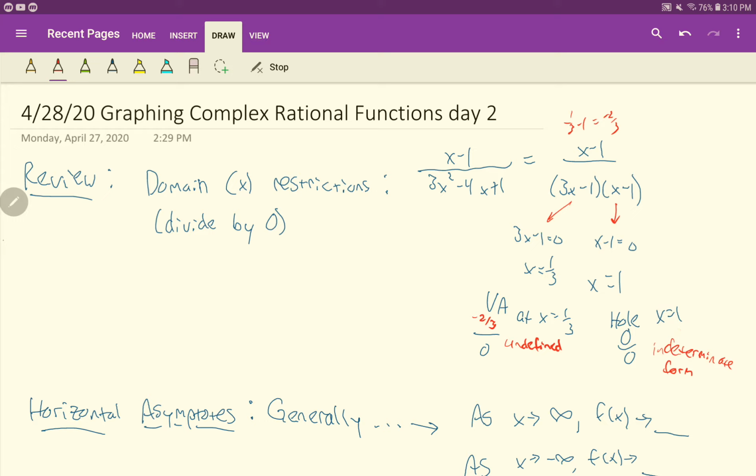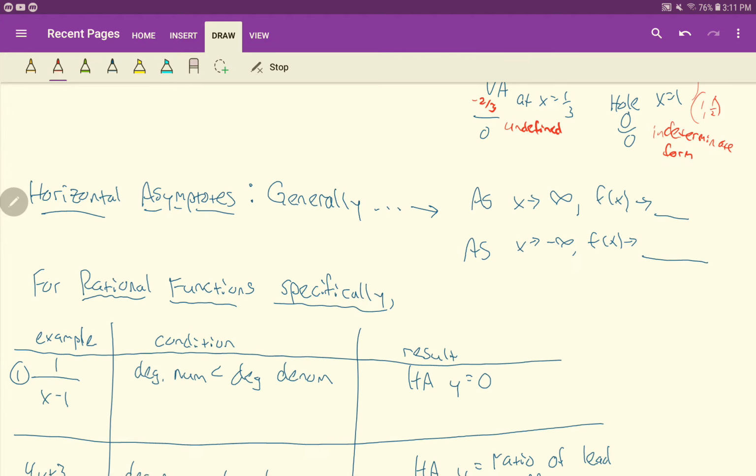at x equals 1, okay? Then to find the matching y coordinate, you would just cancel out those x minus 1s, leaving you with 1 over 3x minus 1, and then you'd sub in 1 for the x right there, and you would get, let's see here, 3 minus 1 is 2, so it'd be 1/2. And so you get 1 comma 1/2 is where the hole would actually happen. You put an open circle there for that point. Now, that was the review from Friday.